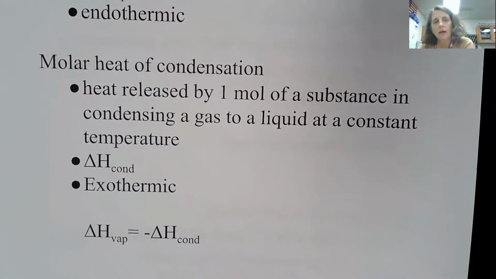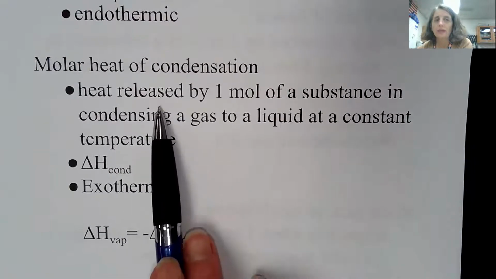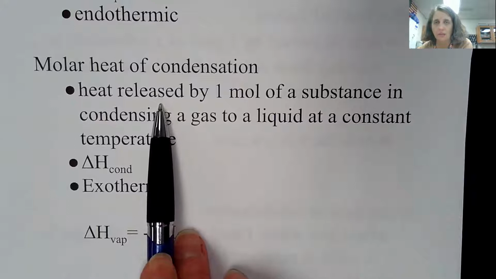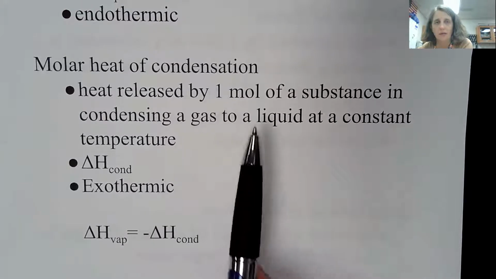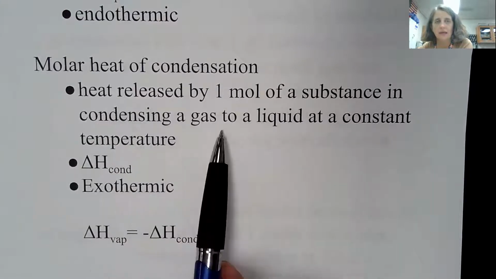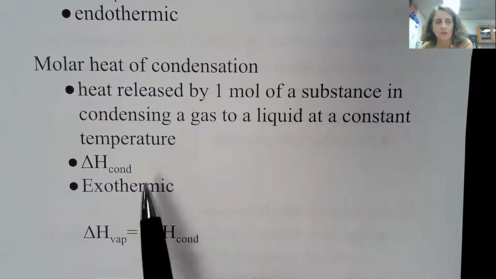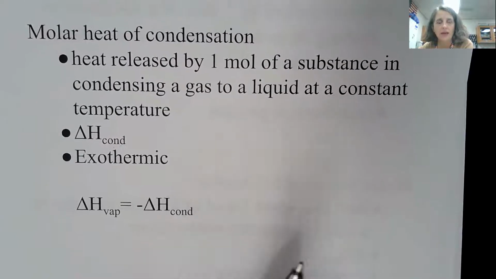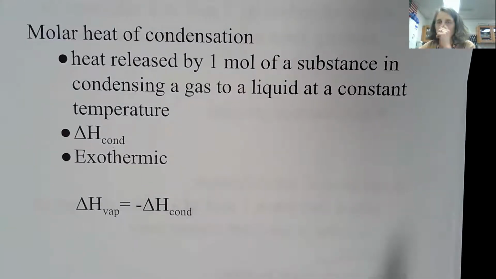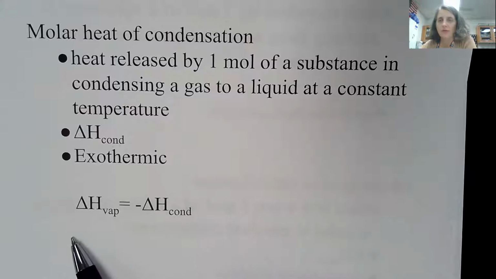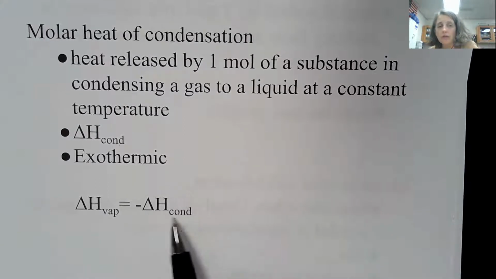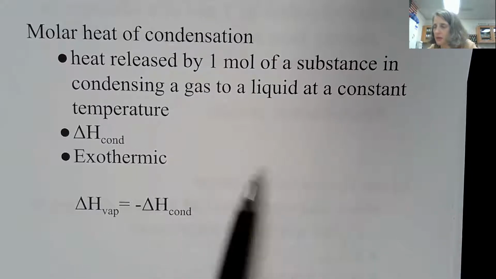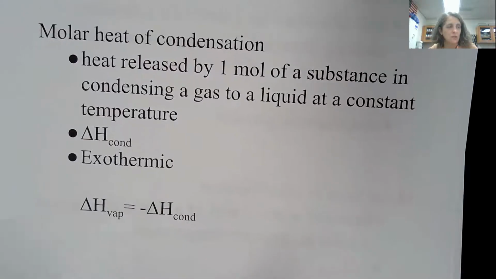And we have condensation, heat release. So again, that's another way you could put it. It is an exothermic process, 1 mole of a substance condensing a gas to a liquid at a constant temperature. So COND is the abbreviation, and it is the exact opposite of heat of vaporization. The number we have for heat of vaporization for water is 40.7 kilojoules per mole. So heat of condensation would be negative 40.7 kilojoules per mole. Those are the definitions that you need to know.